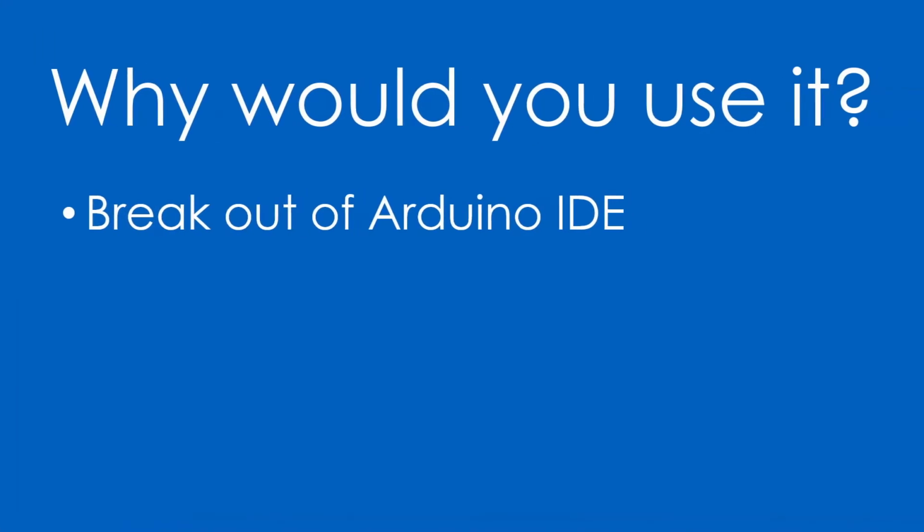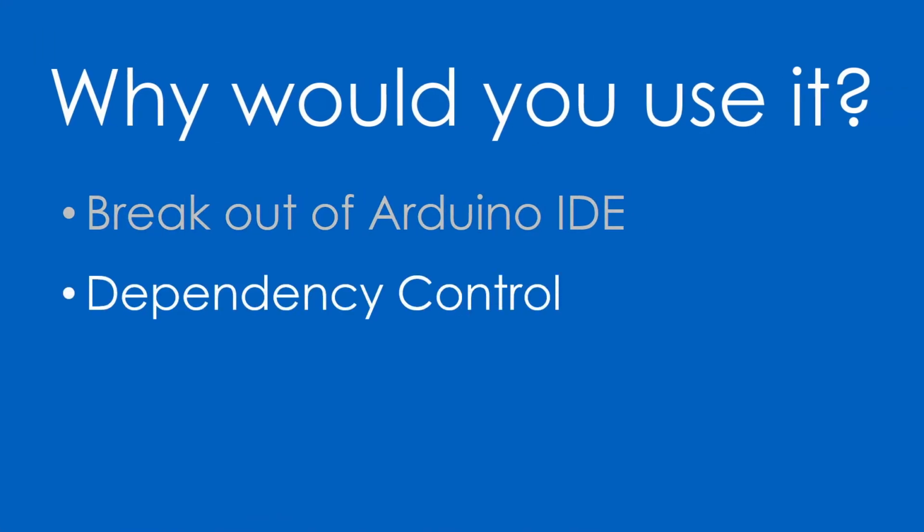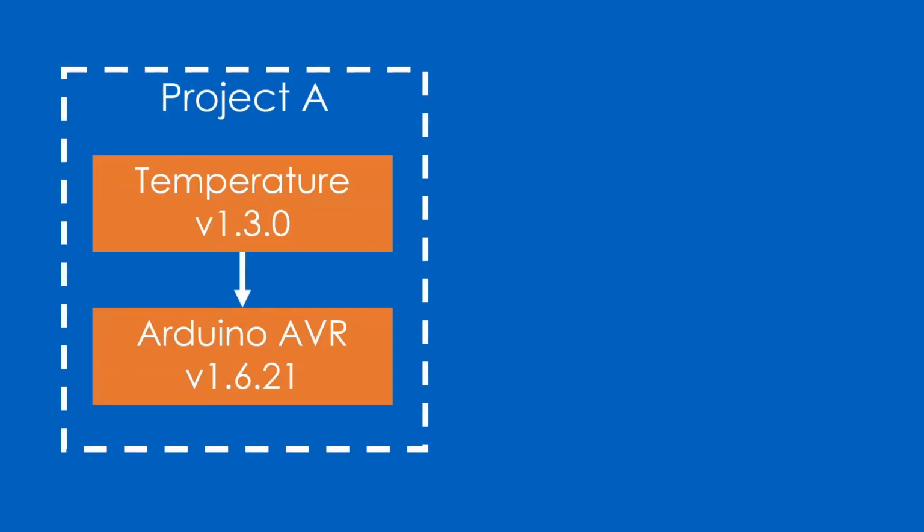Another reason to use the Arduino CLI is Dependency Control. If you've been using Arduino for more than a few projects, this has probably bitten you before, and the CLI provides a nice solution. To explain, if we start a small project which uses a library for measuring temperature from a sensor, that library depends on a specific Arduino version, specific to the board which we're using. In the IDE, you can install libraries through the Library Manager and boards through the Board Manager.